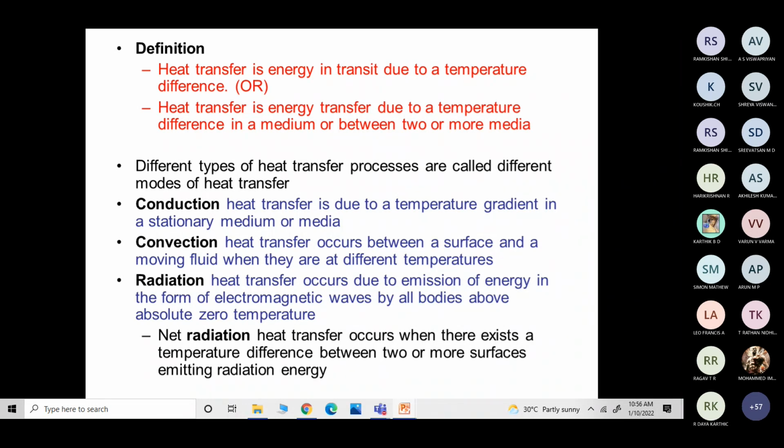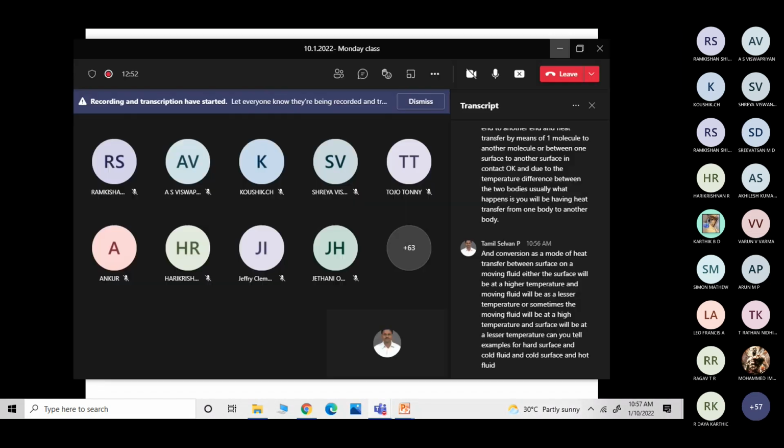And convection is a mode of heat transfer between a surface and a moving fluid. Either the surface will be at a higher temperature and the moving fluid at a lesser temperature, or the moving fluid will be at a high temperature and the surface at a lesser temperature. Can you tell examples for hot surface and cold fluid, and cold surface and hot fluid? Anyone? I had told you in the last class itself.